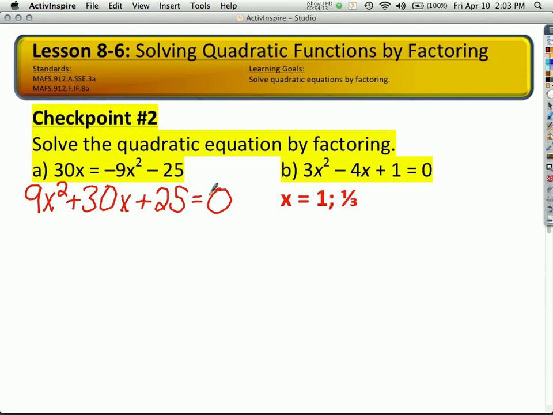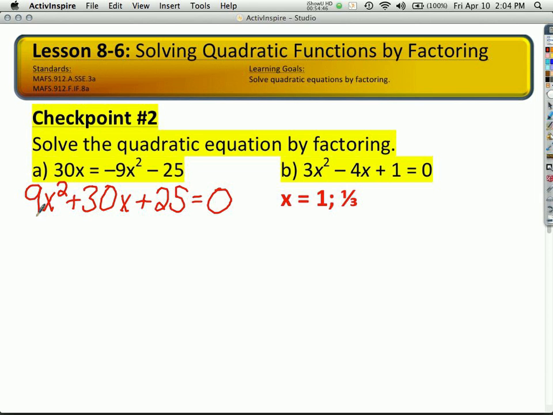If you try to use the trick, you can do it. But you're going to spend a lot of time trying to figure out two numbers that multiply to whatever 9 times 225 and add to 30. You're going to spend a huge amount of time doing that. So now here's a case where knowing the shortcut greatly improves your efficiency versus not knowing.